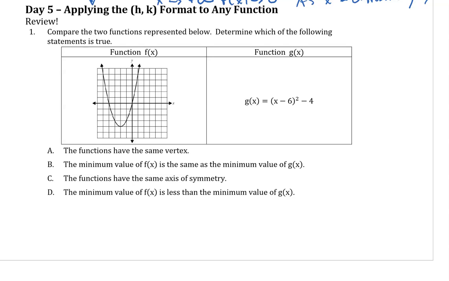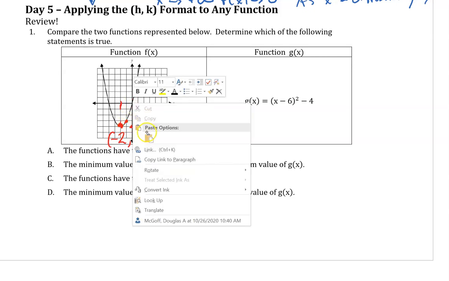Unit 4, Day 5. This is Mr. McGough up in R12. We're going to start looking at applying the HK format to any function. So first we're going to take a look at this graph f of x. Here we see the vertex, which is at the point where x equals -2 and y equals -4. We take a look 1 to the right, it goes up 1. 2 to the right, it goes up 4.